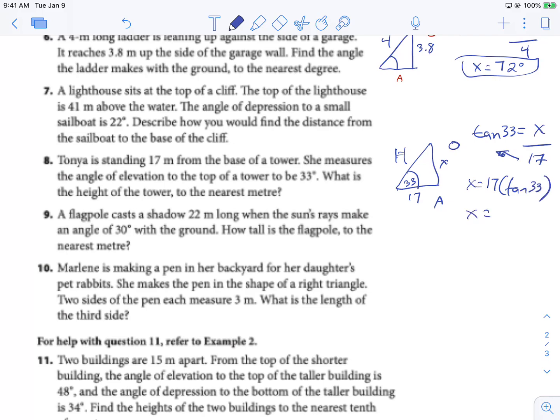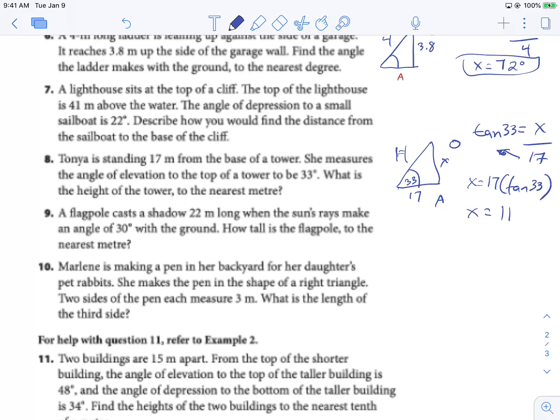Just use your calculator. Don't have to hit shift. Don't have to hit -1 at all. So we're just going to use 17 times tan 33. Gives us a value of 11. Okay, so we get 11. I should put that little degrees sign. Oh, no, I shouldn't, because we're going to the nearest meter.